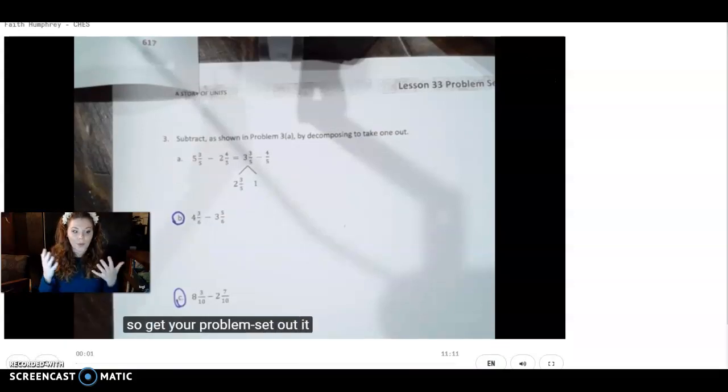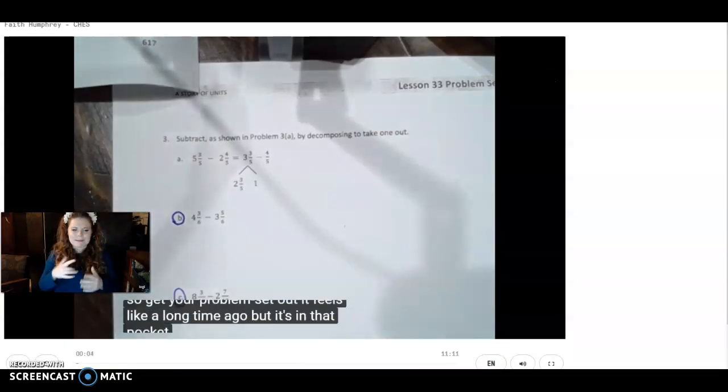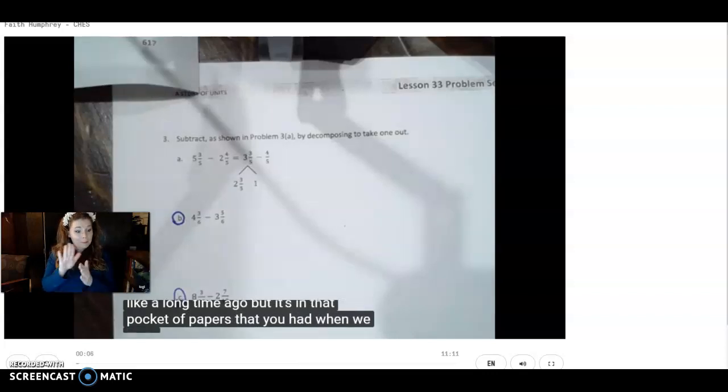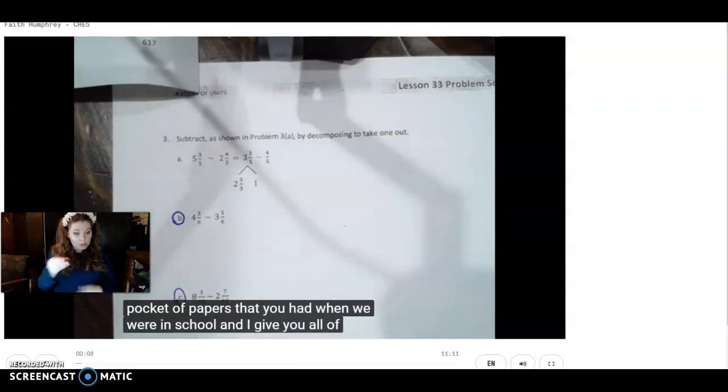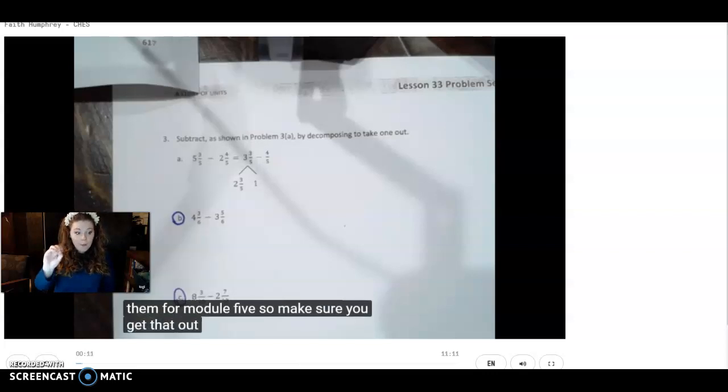So get your problem set out. It feels like a long time ago, but it's in that packet of papers that you had when we were in school. And I gave you all of them for Module 5, so make sure you get that out.